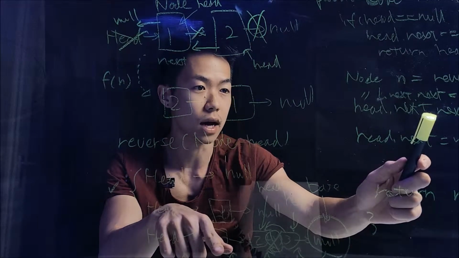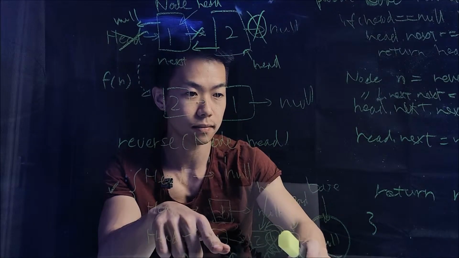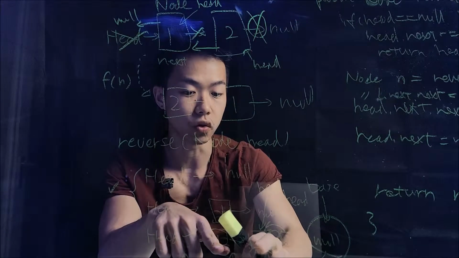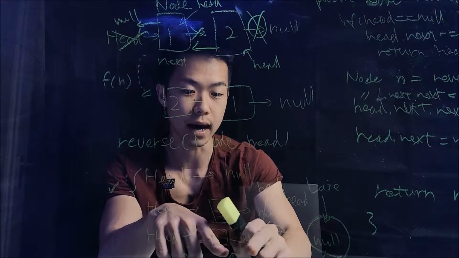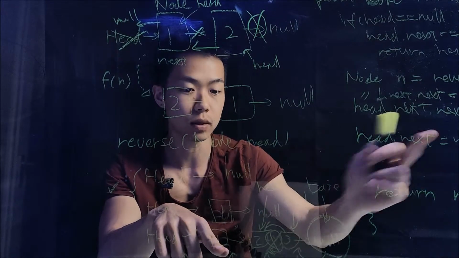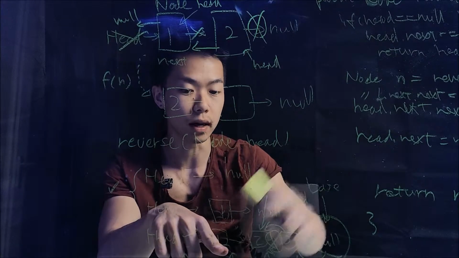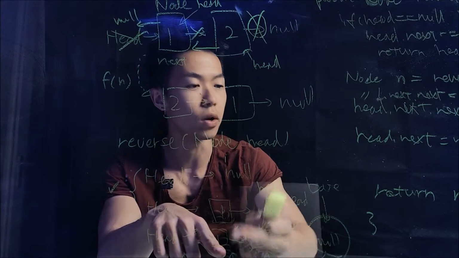But what we have here now is head is 1, and 1.next is pointed to 2. So 2's next is now pointing back to 1. This is where we're going to update. Previously, we set 2's next to null, but now, from 1, 1.next is 2, and 2's next is now pointing back to 1.